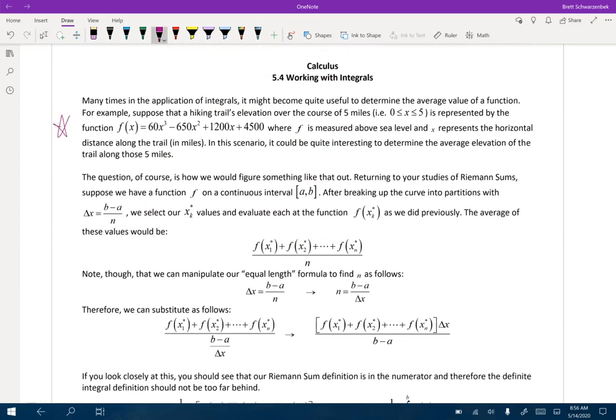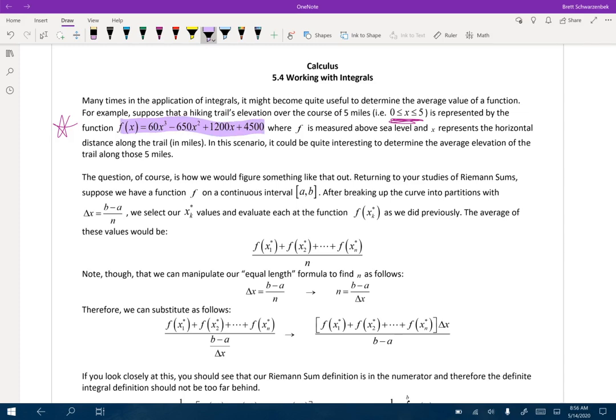Okay, up top here, I'm going to read. It says, many times in the application of integrals, it might become quite useful to determine the average value of a function. For example, suppose that a hiker's trail's elevation over the course of 5 miles, which we'll represent as x being between 0 and 5, is represented by the following function. So this represents a hiking trail's elevation measured above sea level in miles.